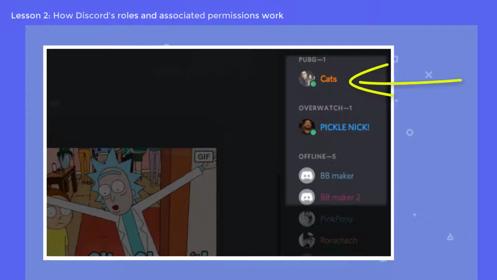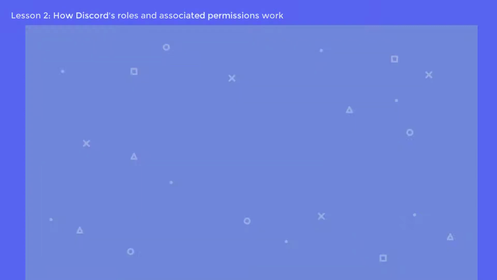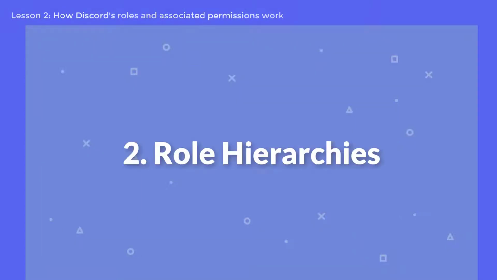In this case, some roles have the display role members separately from online members permission checked, but the others don't. Each user in this list has a different highest role. Now let's move on to role hierarchies.